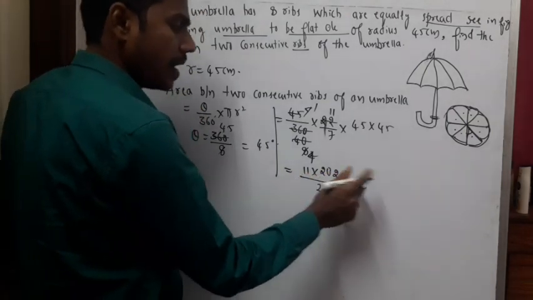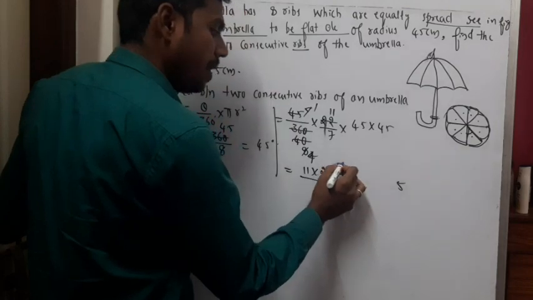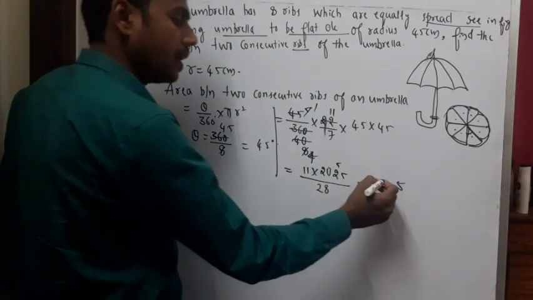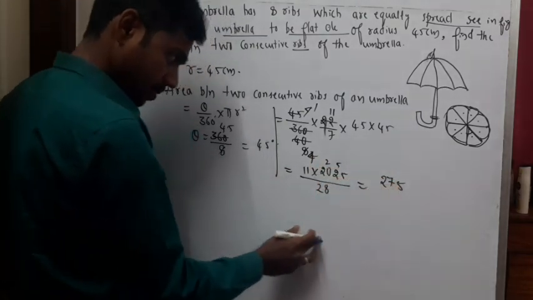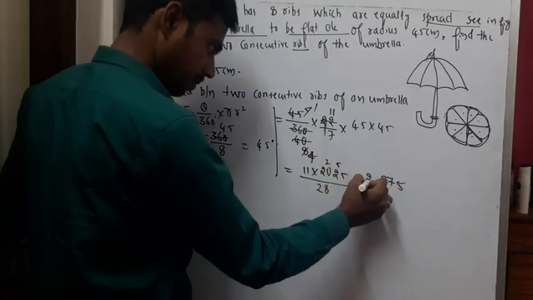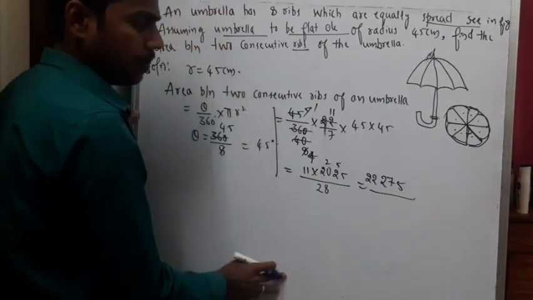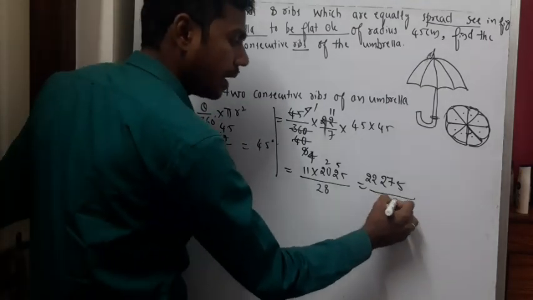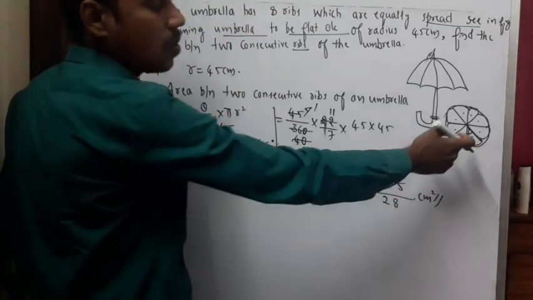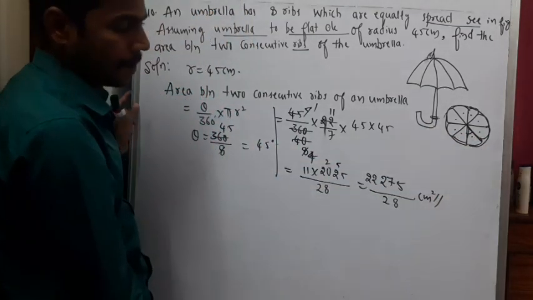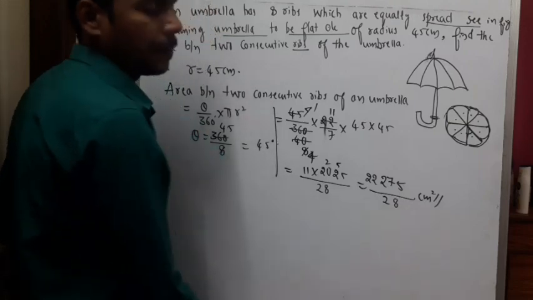Now 11 5s are 55, carry 5. 11 2s are 22 plus 5 is 27, 2 carry. 11 0s are 0, the 2 remains. 11 2s are 22. This is 22275 divided by 28 centimeter square. This is the area between two consecutive ribs of an umbrella. So please note this down.